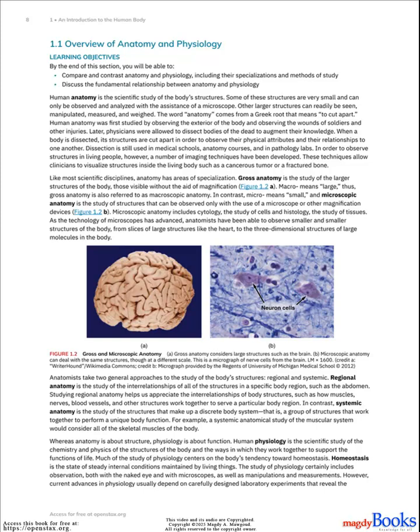In contrast, systemic anatomy is the study of the structures that make up a discrete body system. That is, a group of structures that work together to perform a unique body function. For example, a systemic anatomical study of the muscular system would consider all of the skeletal muscles of the body.